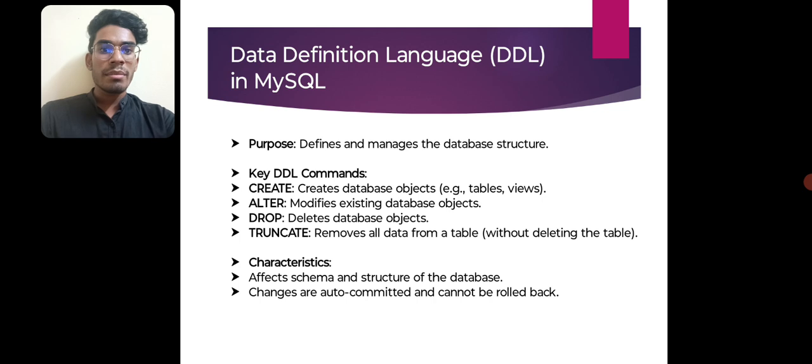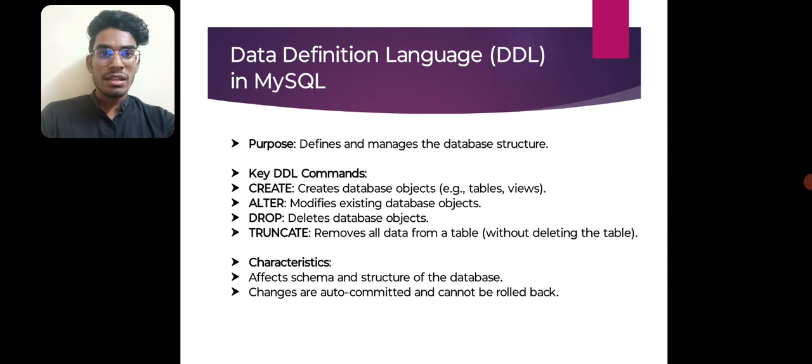Key DDL commands are create, alter, drop, and truncate. Create is for creating the databases and the tables. Alter is for modifying existing database objects, modifying a particular field or a particular table. Drop is for deleting the entire database itself, including the table. Truncate removes all data from the table without deleting the table. So it completely wipes out the entire details of the table without actually deleting the table itself.